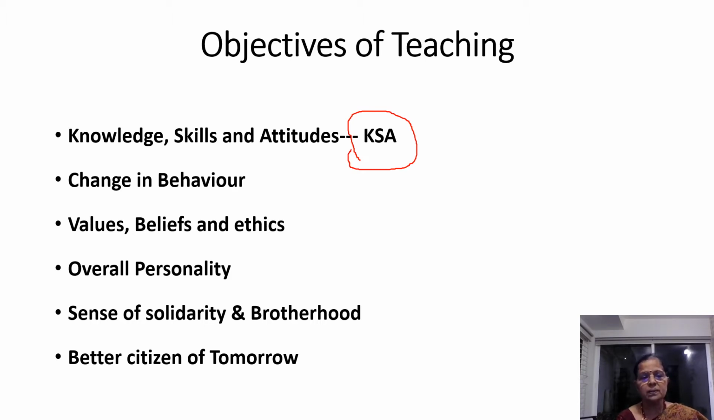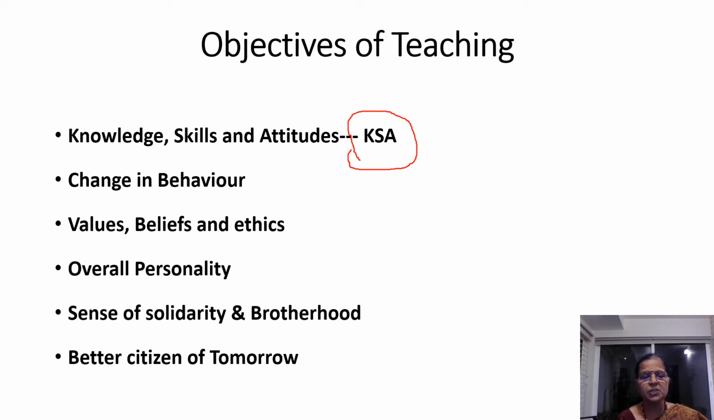And also they should bring about some change in the behavior. That is the main purpose of teaching. So the entry behavior is different and the outcome behavior should be different. Whatever desirable behavior we want in the learner, it should come about through teaching. That is the main objective of teaching. And they should develop good values and beliefs and ethics in the learners. And also they should aim at the overall personality development, not just the knowledge part alone.